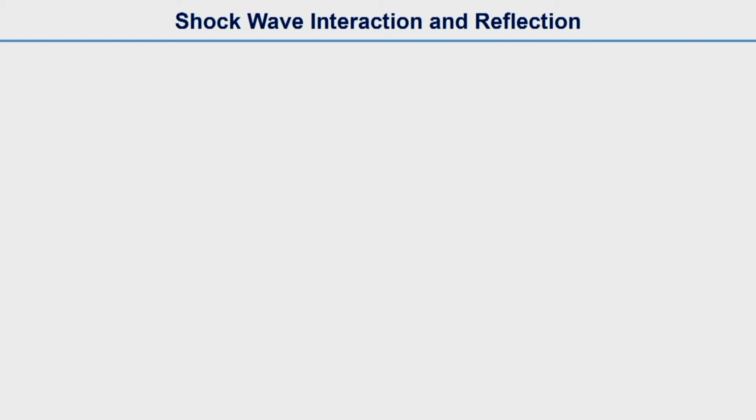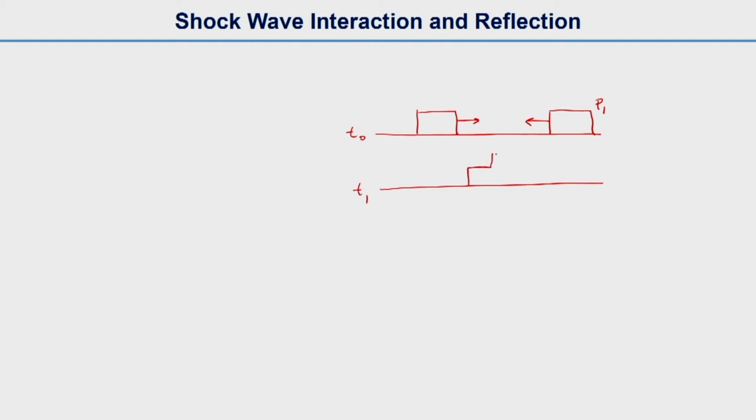So what will happen? Two shock waves interact with each other. Let's assume at time t equal to t naught, we have two shock waves approaching each other, and the pressure is P1. When they encounter each other, it will look something like this. So these two are release waves, and after interacting, it will reflect back.